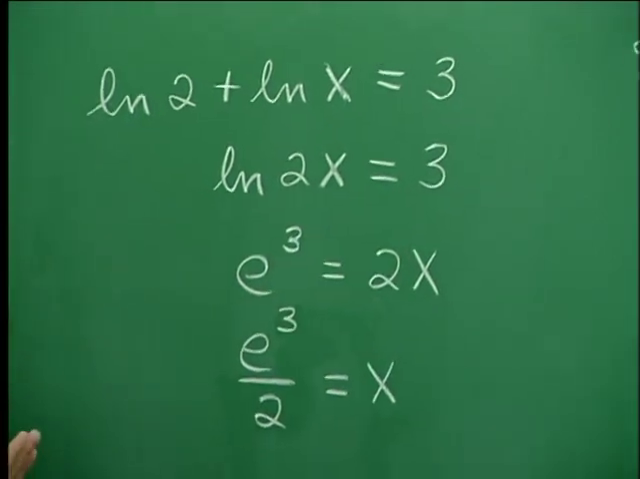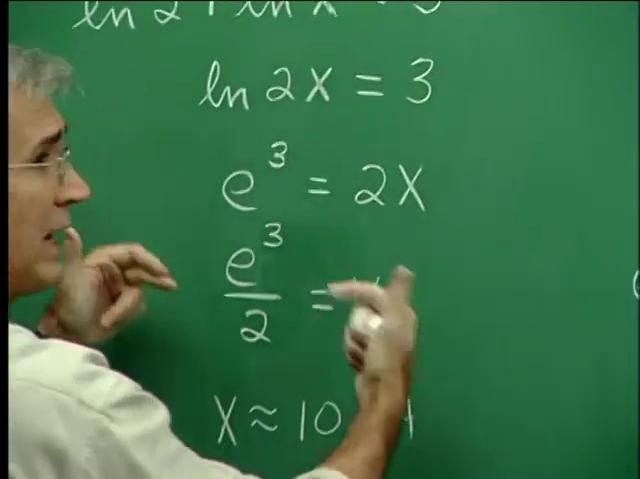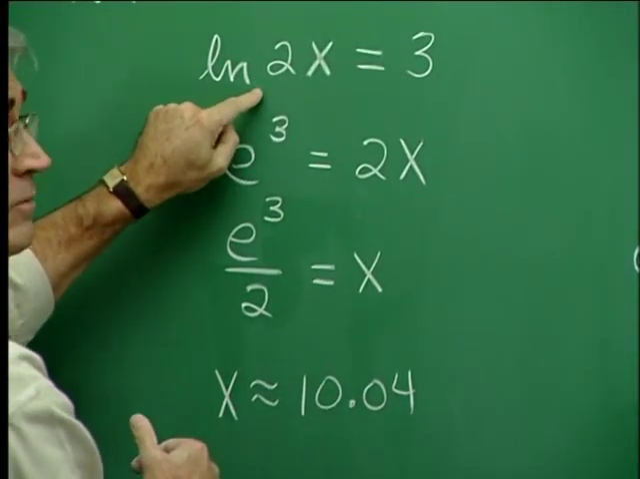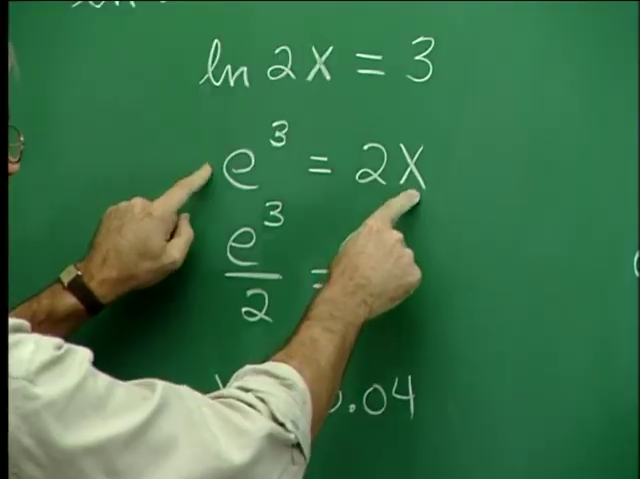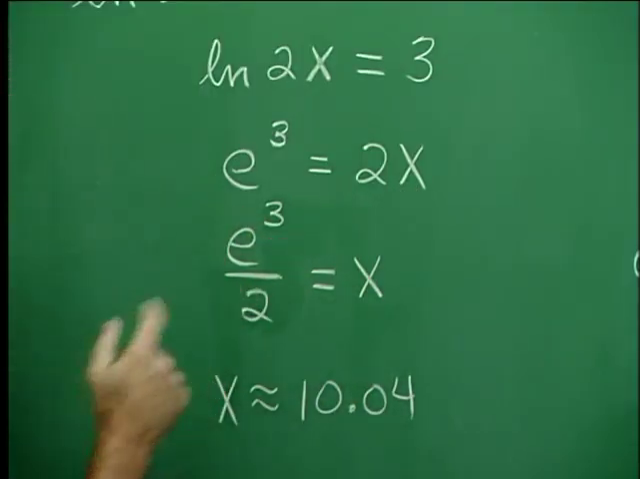Now we jump into the exponential world. We just go from log form to exponential form. Remember, the understood base here is e, so we have e cubed is equal to 2x. Dividing on both sides by 2, we find x to be this fraction.